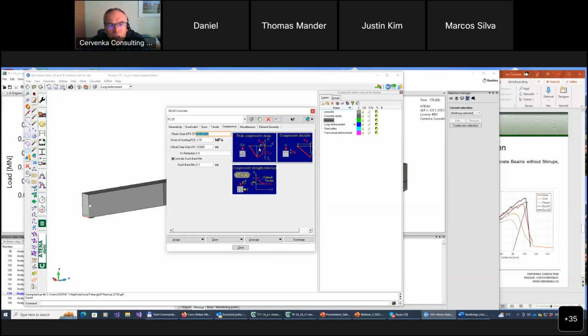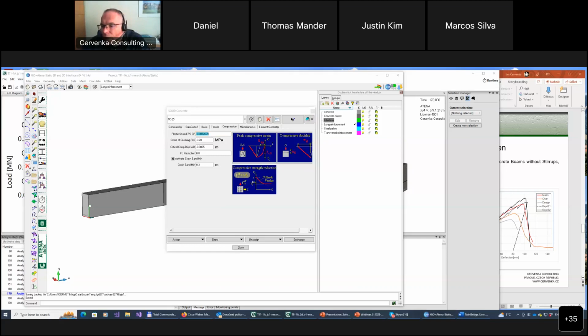So either from test, but if you don't have tests, and maybe you are using some code definitions of material properties, then typically in the codes you also have strains at the peak, at the compressive strength. So again, from those strains you can calculate this epsilon CP.